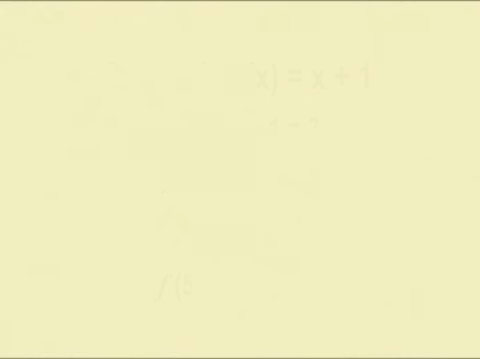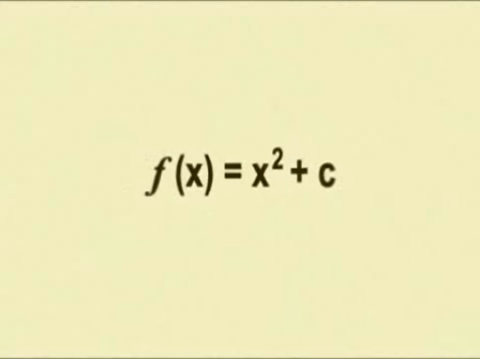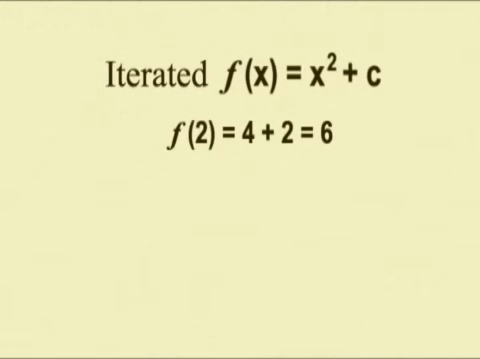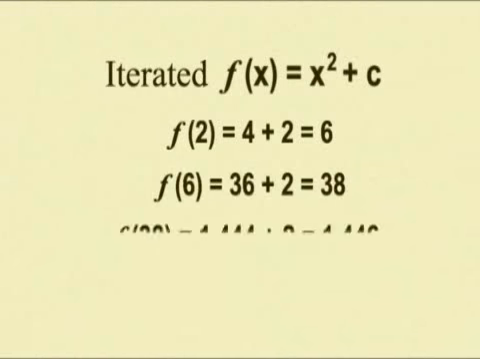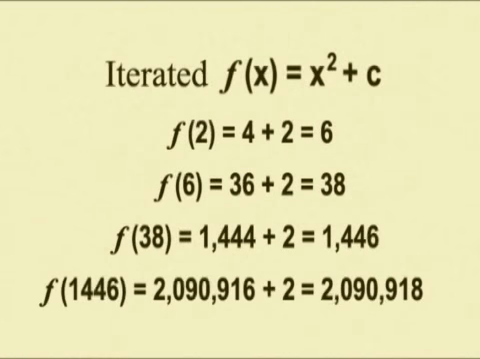Now consider another function, f of x equals x squared plus c. In this example, c can represent any number we want it to be. But when we iterate this function, whatever number we choose for c will also be the function's first input. We'll refer to c as our first input because it's going to be the same number anyway. This function will take any number, square it, add back the original number, square that, add back the original number, etc.